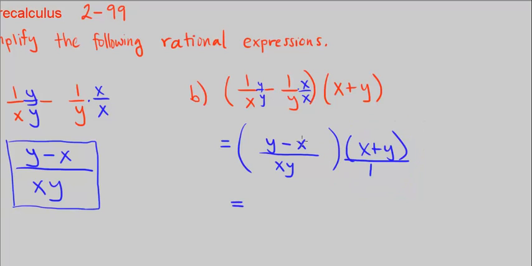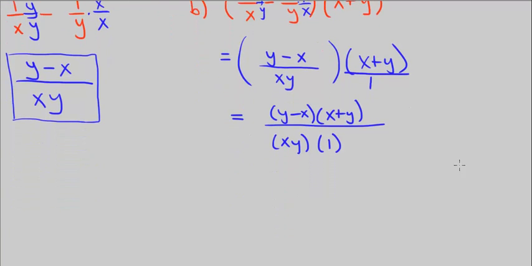All right? And unlike adding and subtracting, to multiply these two is easy. We just multiply across. We multiply the denominators and we multiply the numerators. So that's equal to the numerator here, y minus x, times the numerator here, x plus y, all over the denominator here, xy, times the denominator here, 1. Okay? So let's go ahead and simplify that. We know anything times 1 just stays that way. So it's just xy in the denominator.